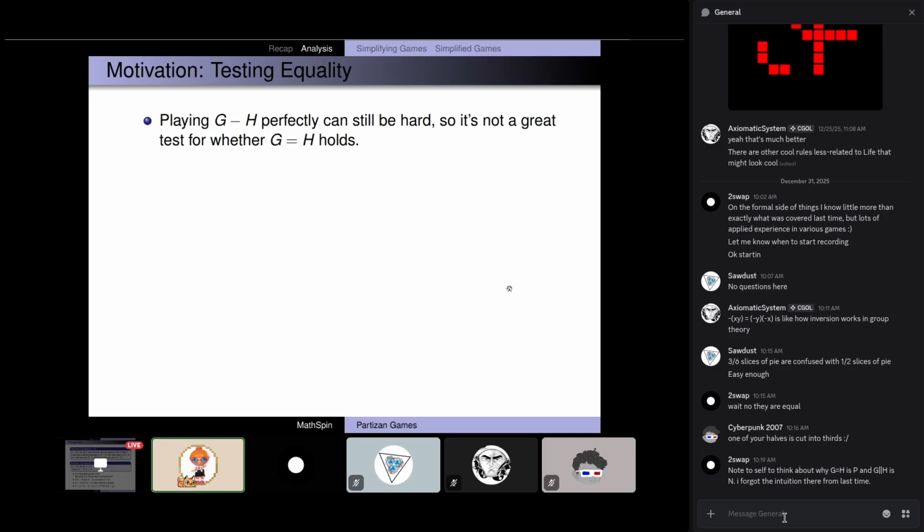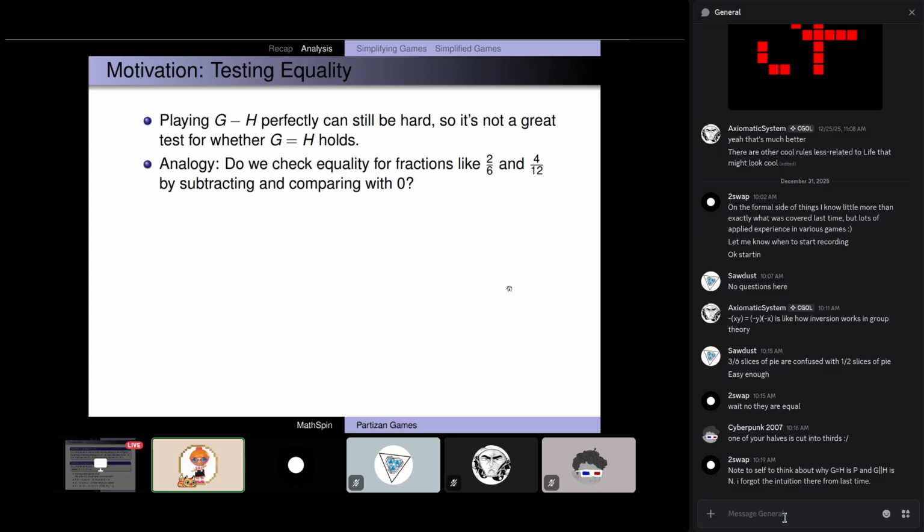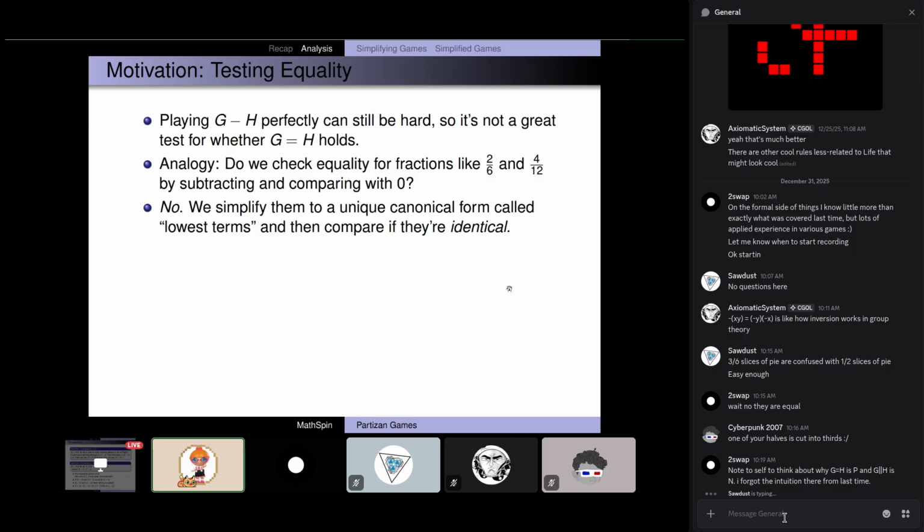And I want to sort of lean on that fraction analogy a little bit. If we had two fractions like 2/6 and 4/12, if you wanted to check if they're equal, would you subtract them and compare that with 0? That's not what you'd usually do. You'd simplify them to lowest terms and then check, are their lowest terms the same thing? That's one of the reasons why we might simplify fractions to lowest terms.